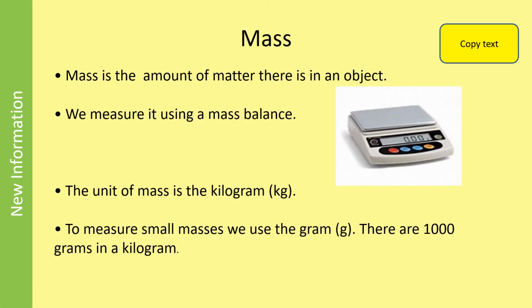To work out density, we need to know the mass and the volume. Mass is relatively easy to measure, and you've had plenty of experience of doing this in the lab. Mass is the amount of matter that there is in an object. We measure it using a mass balance. The unit of mass is the kilogram, but to measure small masses, we can use the gram. There are 1,000 grams in a kilogram.